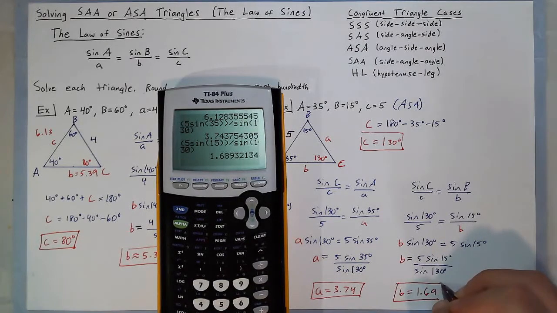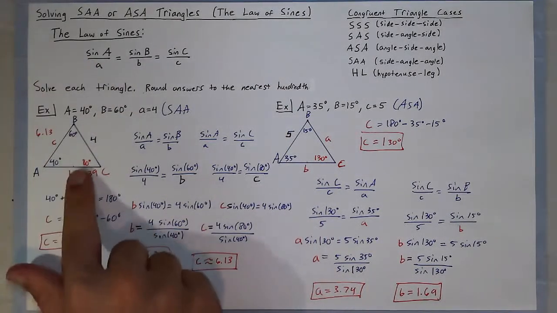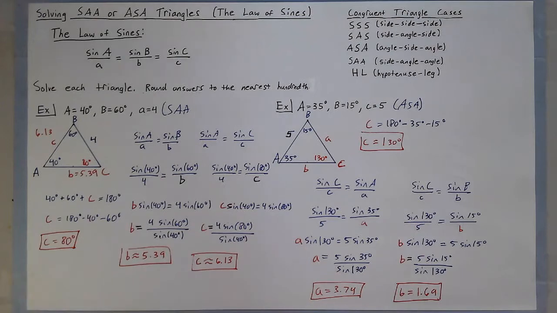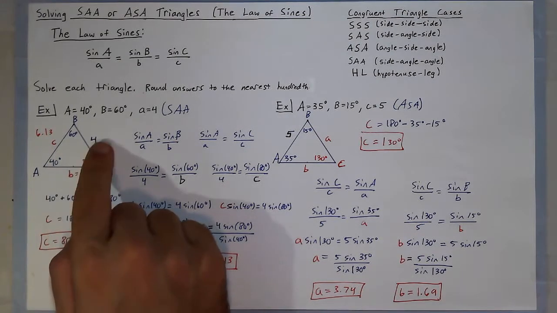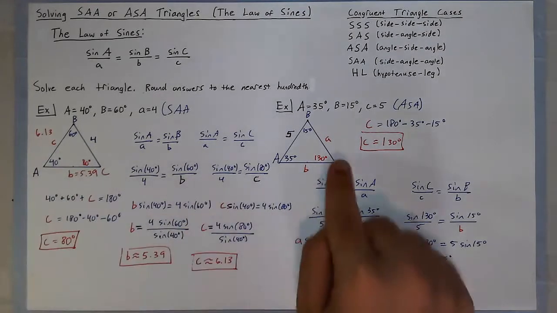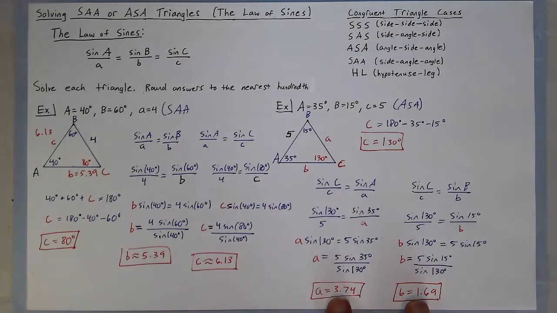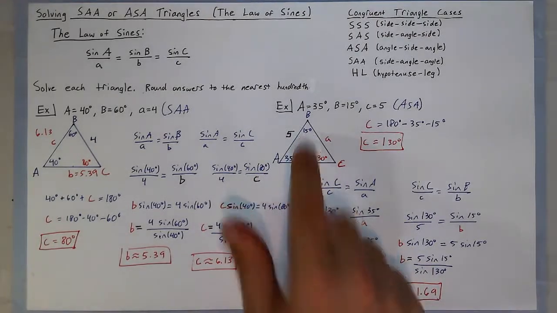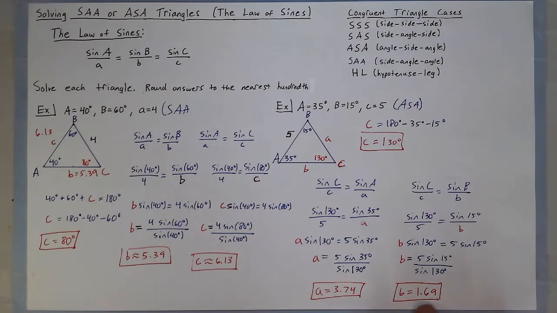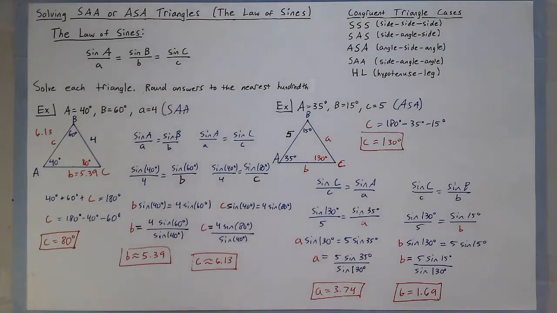Now, whenever you're solving these, another way to know if you are correct is to actually look at the size of the angles versus the length of the sides. The smallest angle should always be across from the smallest side, while the biggest angle should always be across from the biggest side. So over here, 130 is the biggest angle, so 5 should be bigger than my other two answers. And since 15 is my smallest angle, B, which is 1.69, should be less than the other two side lengths. And that is how you solve side angle angle and angle side angle triangles using the law of sines.